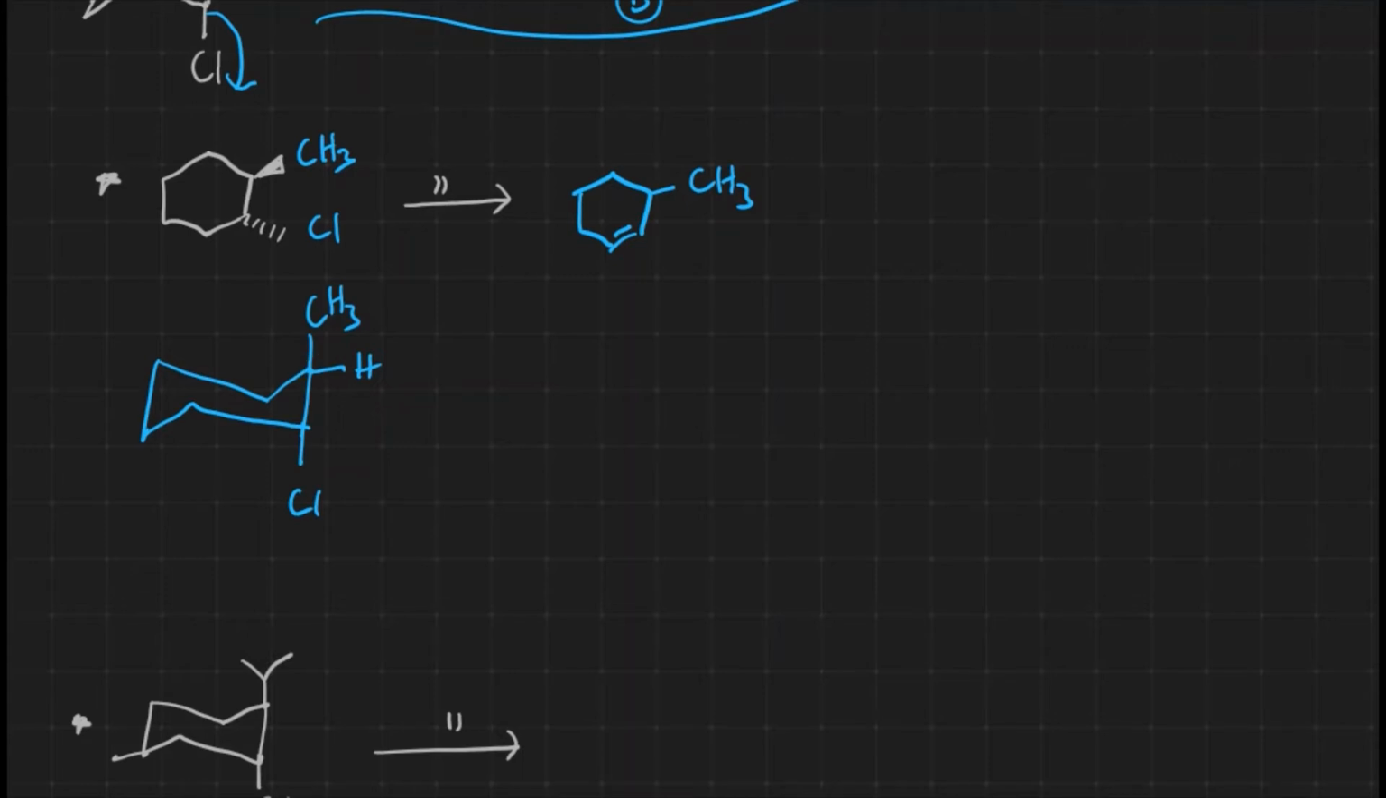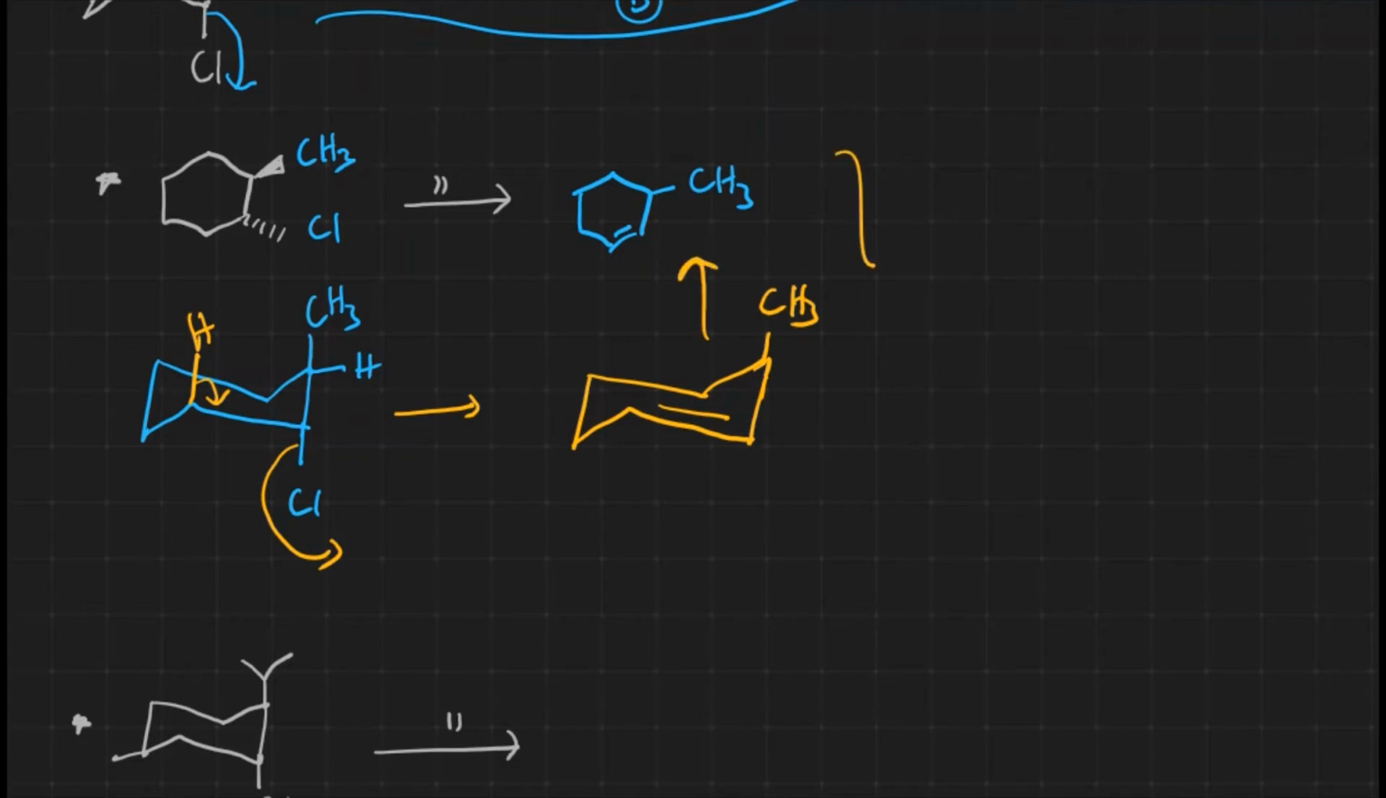Generally, diaxial elimination is more favorable. Since it is at equatorial, we won't expect this elimination. But what elimination may take place over there? We have axial positions of hydrogen at this particular carbon, right? That's where the elimination takes place, something like this. Then what will be the product over there? It is going to be something like this. CH3 is nothing but this one. This is how the reaction takes place over there.